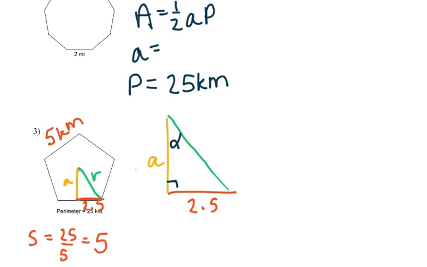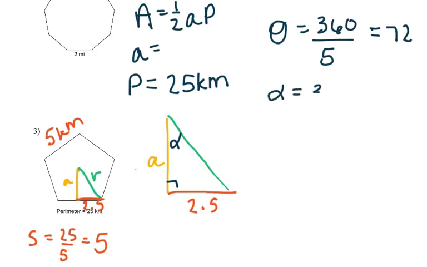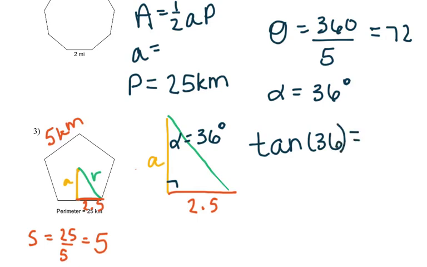Remember theta, again, is the central angle, so that's 360 degrees divided by 5 central angles, which gives you 72. And alpha in the right triangle is half of that, so that's 36 degrees. And so we're going to use that to solve for our triangle. Again, we've got opposite over adjacent. The tangent of 36 is equal to 2.5 over a.